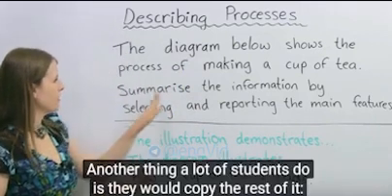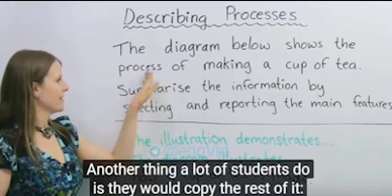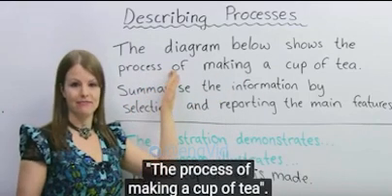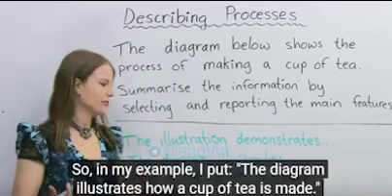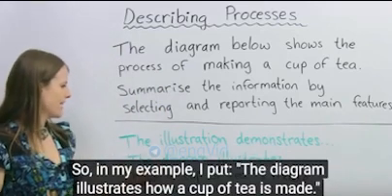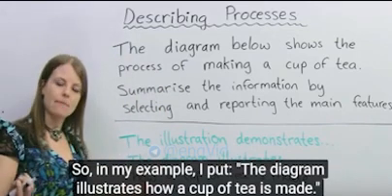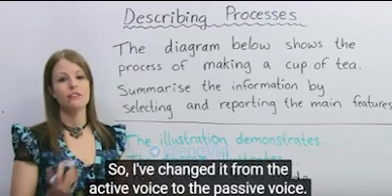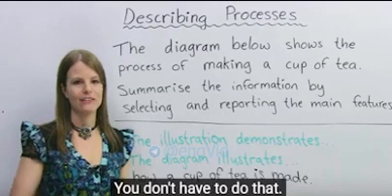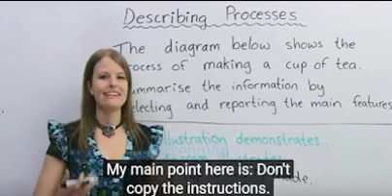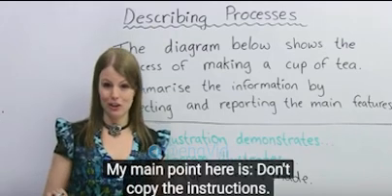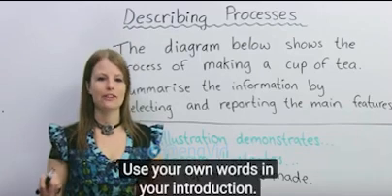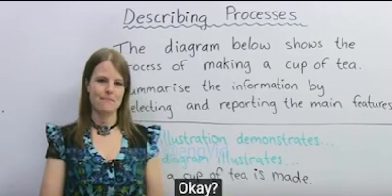Another thing a lot of students do is they would copy the rest of it, the process of making a cup of tea. You can also change this around. So in my example, I put the diagram illustrates how a cup of tea is made. So I've changed it from the active voice to the passive voice. You don't have to do that. My main point here is don't copy the instructions. Use your own words in your introduction, okay?